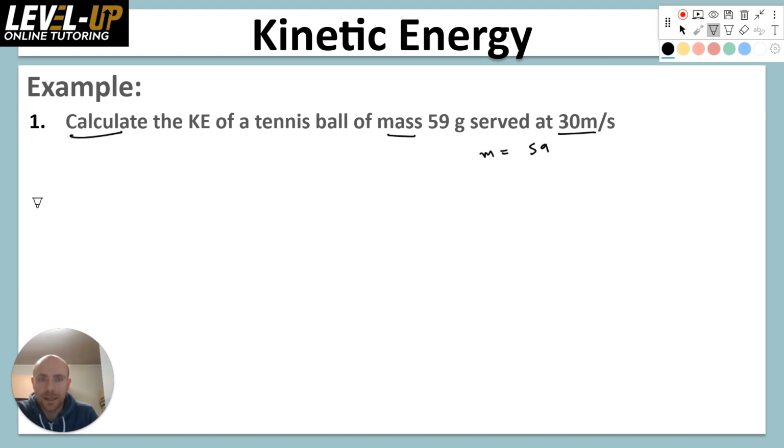M, or mass, is 59 grams, but hopefully alarm bells are ringing and you're realizing that that is not in kilograms. It needs to be in kilograms, so we're going to say 0.059 kilograms. My velocity is 30 meters per second. I'm still going to check, are those units correct? Meters per second is the standard unit for velocity, so yeah, I'm happy with that. And I want to find out my kinetic energy. My kinetic energy, I do not know.